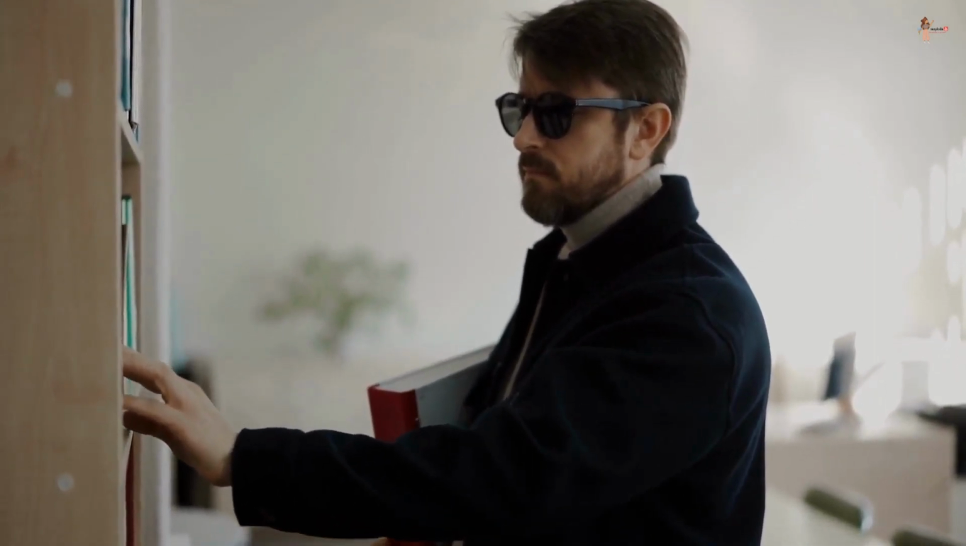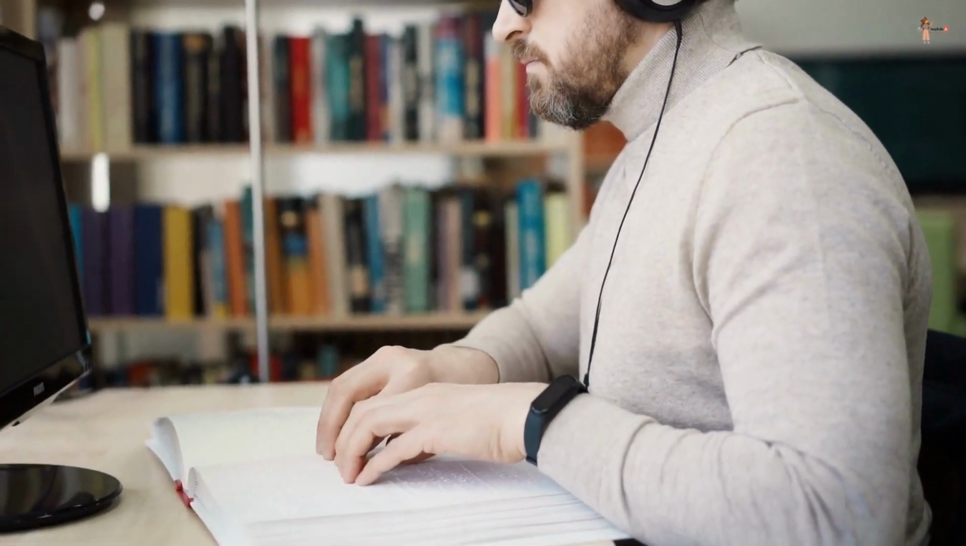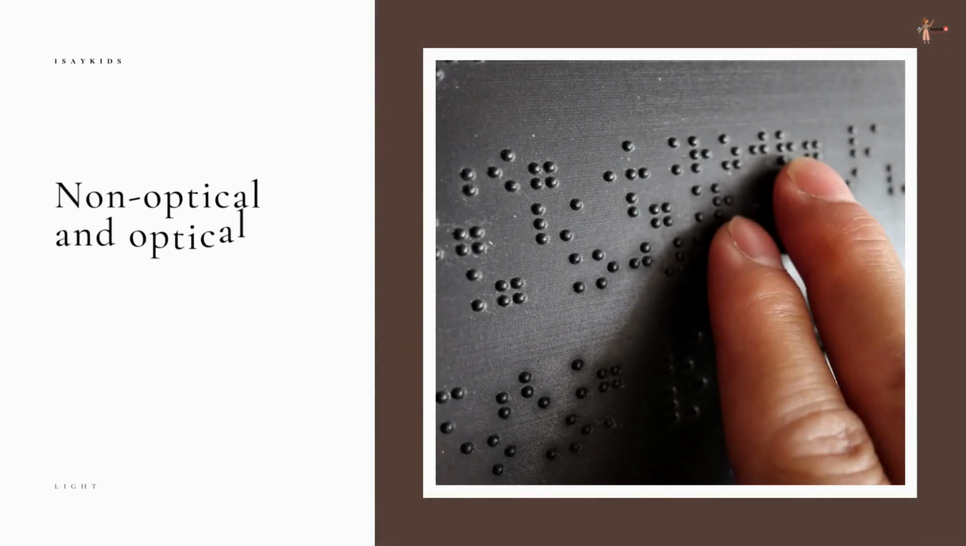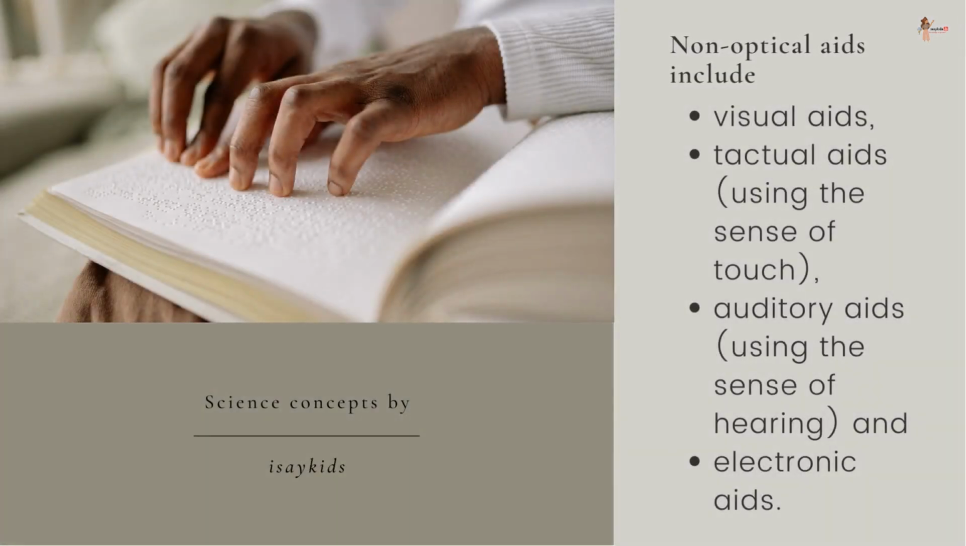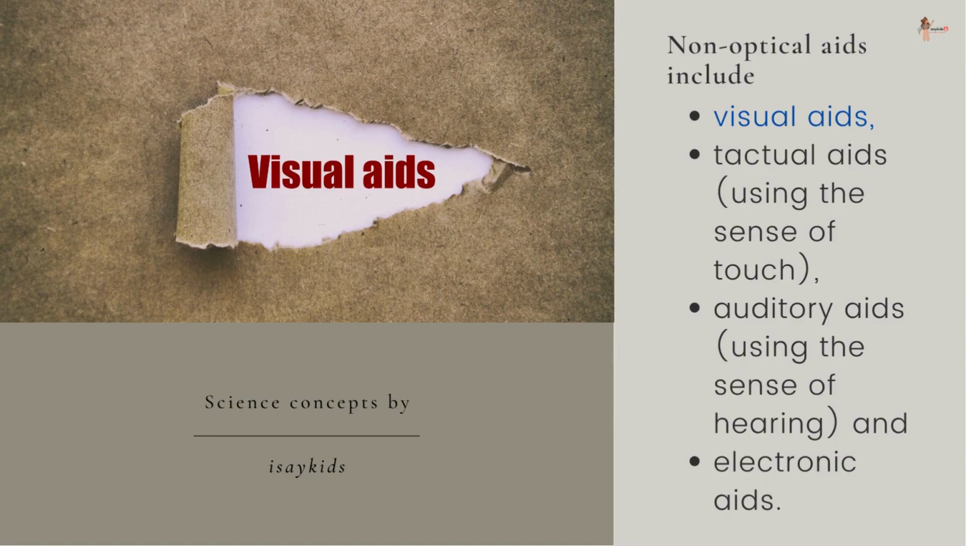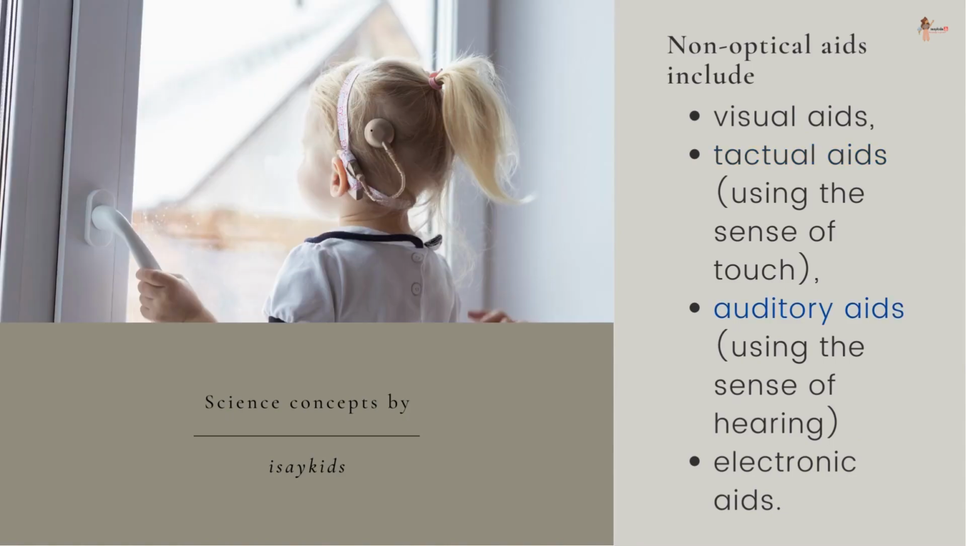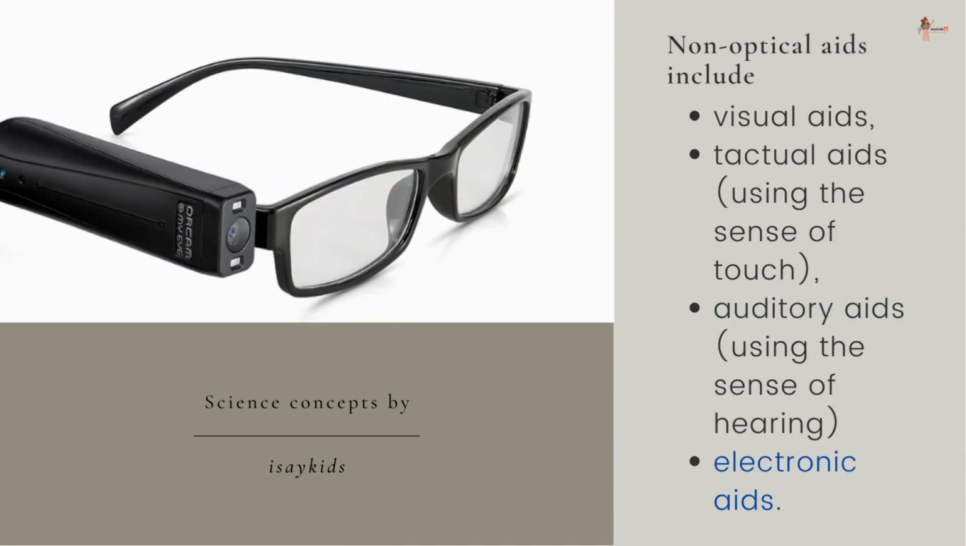Such persons try to identify things by touching and listening to voices more carefully. They develop their other senses more sharply. However, additional resources can enable them to develop their capabilities further. Non optical and optical aids for visually impaired include visual aids, tactual aids that use the sense of touch, auditory aids that use the sense of hearing, and electronic aids.